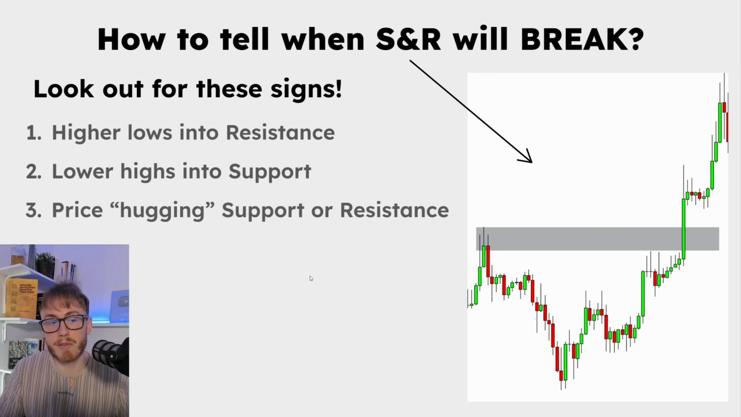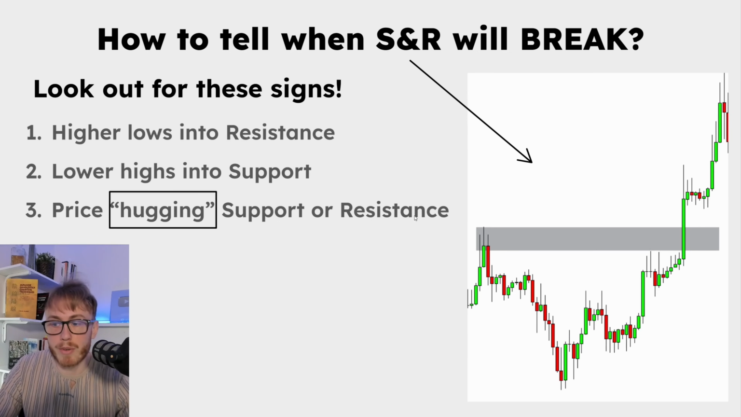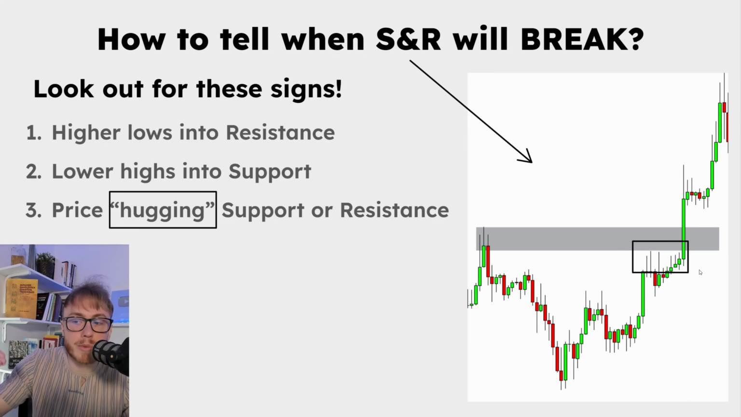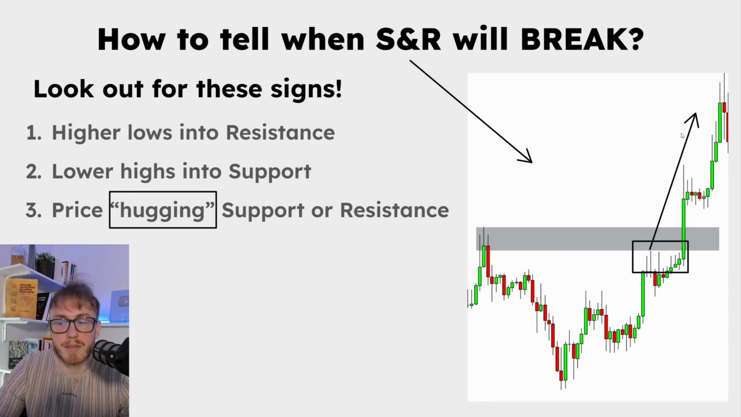The last sign of a breakout is when the price really starts getting close to the support or resistance. I usually call this the price hugging the support or resistance. This is basically when the price starts to trade very near or even at the support or resistance level. So for example, right here, you can see that the price gets really, really close to the resistance. This indicates that we don't see a lot of selling pressure coming in, and that is yet another reason why we could see a strong breakout very soon.